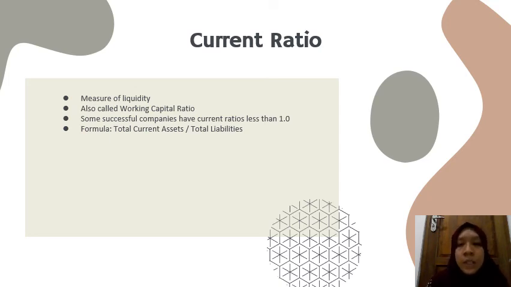Next is current ratio. Current ratio is a measure of liquidity. Current ratio is also called working capital ratio. Some successful companies have current ratios less than 1.0. The formula of current ratio is total current assets divided by total liabilities.